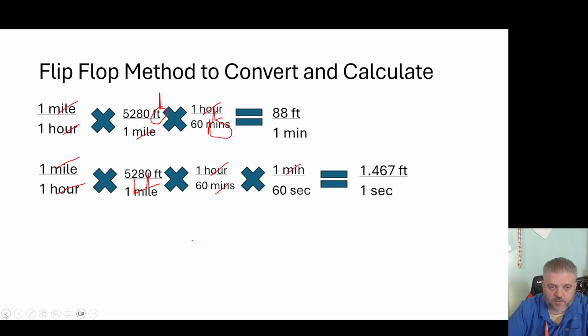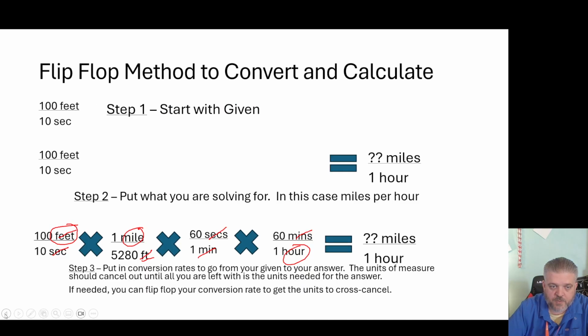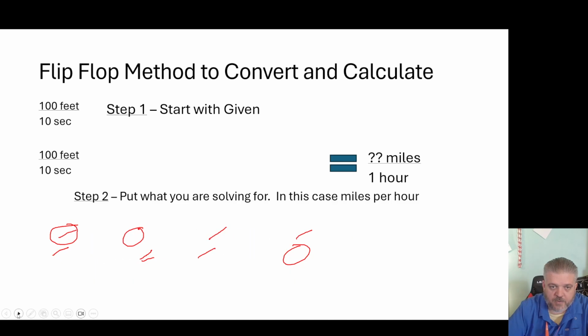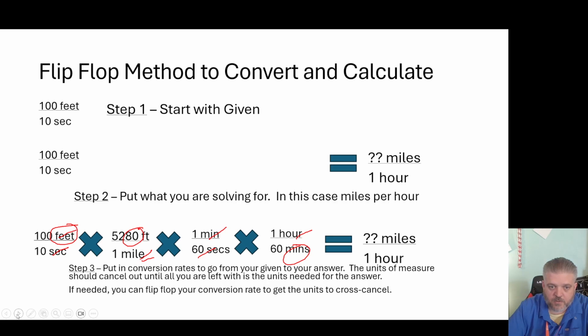So that's it for how to calculate speed. Again, distance per time, and when you're going to convert, use the flip-flop method and line up your units per measure to get what it is you're looking for. If you have any questions, give it a try, and if not, come see me if you need help.